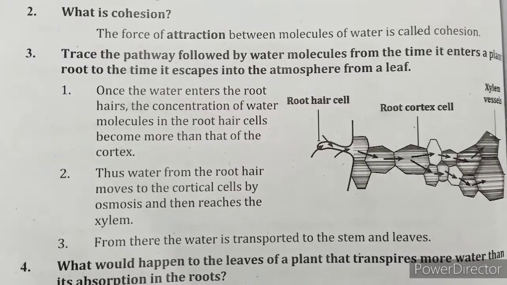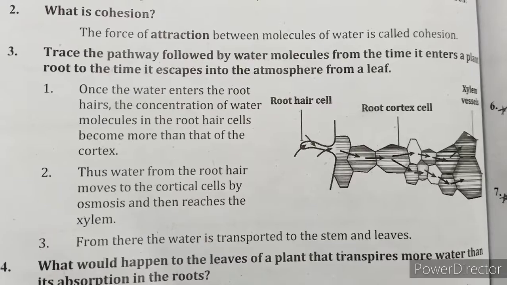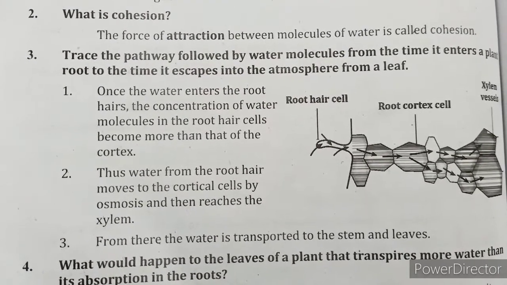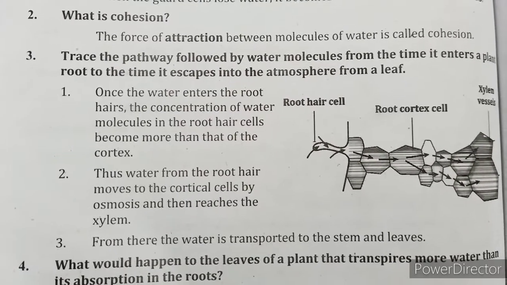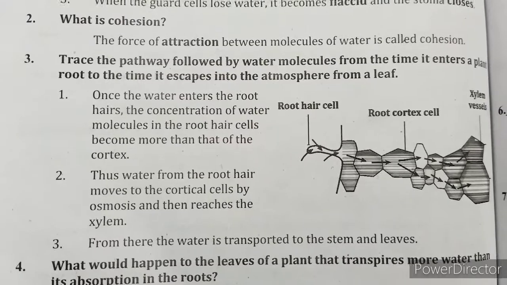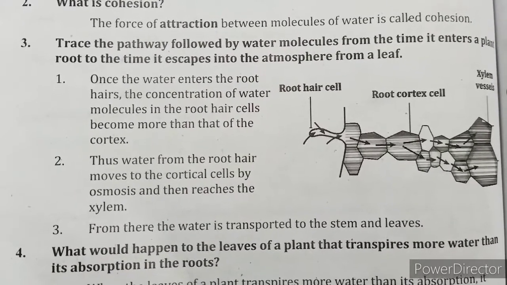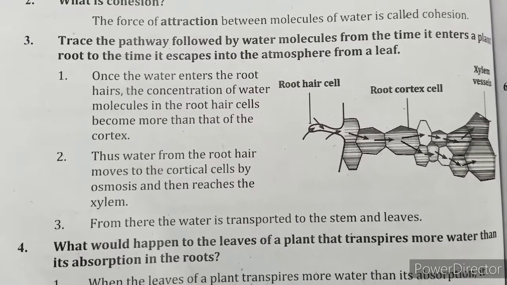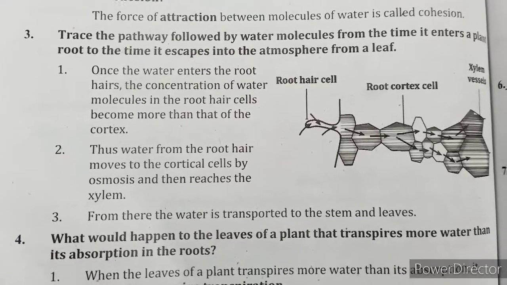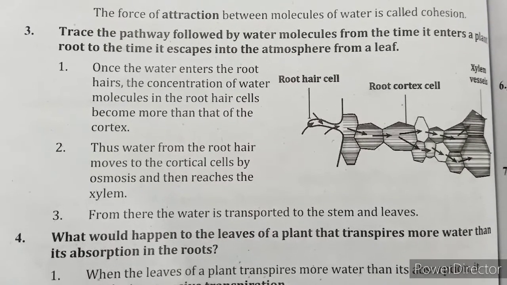Trace the pathway followed by water molecules from the time it enters a plant root to the time it escapes into the atmosphere from a leaf. Once the water enters the root hairs, the concentration of water molecules in the root hair cells becomes more than that of the cortex. Thus, water from the root hair moves to cortical cells by osmosis and then reaches the xylem. From there, the water is transported to the stems and leaves.